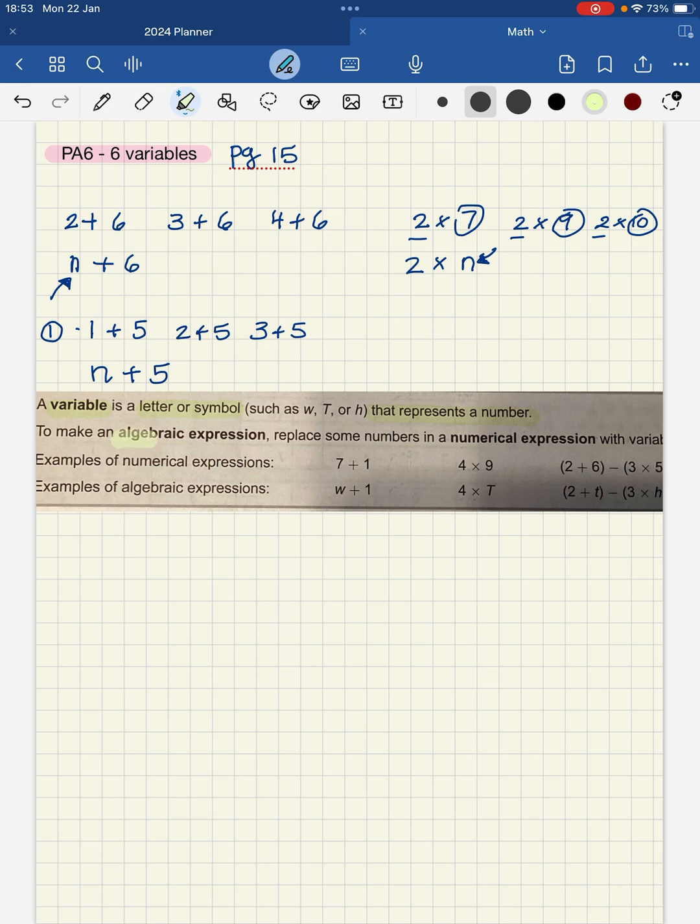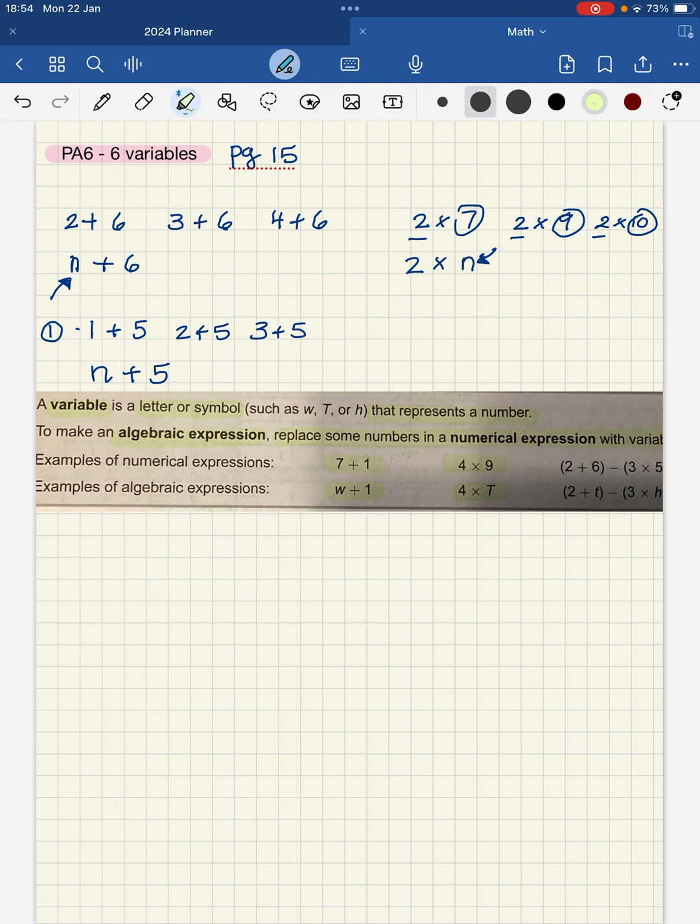To make an algebraic expression, so an expression is like an addition, subtraction, multiplying question without the equals, okay? So it's just going to be a number sentence that does not include the equal sign. To make an algebraic expression, we replace some numbers in a numerical expression with variables. So if you looked at this one, 7 plus 1 would be a numerical expression. We would replace the 7 with a W, for instance. For 4 times 9, we would do 4 times t, so we might change the 9.